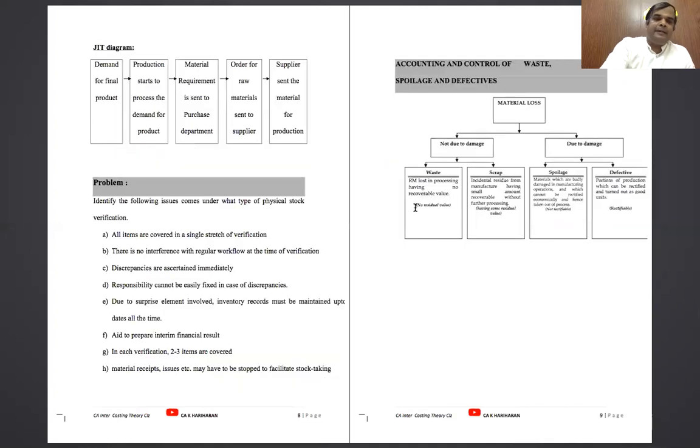First, demand. Demand means finished goods demand. Based on demand, I am going to produce the product. Production starts. Based on the material requirements, material requisition should be made. Based on the requisition, we have to pass the order. Then the supplier will send the material. So how beautiful: first demand, then production starts based on the demand, then material requisition is sent, order is passed, and based on that order, the supplier sends the raw material. This is a diagram of the JIT system.